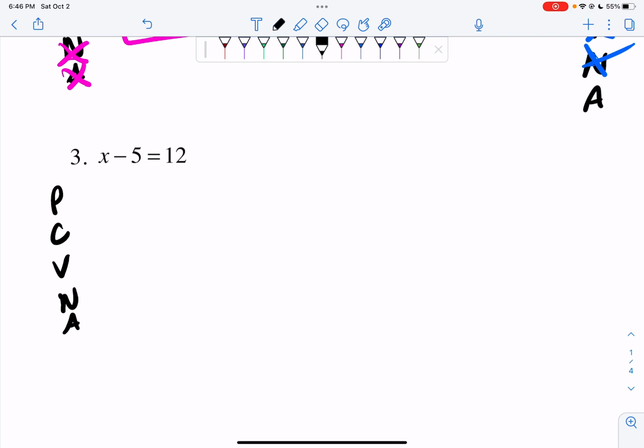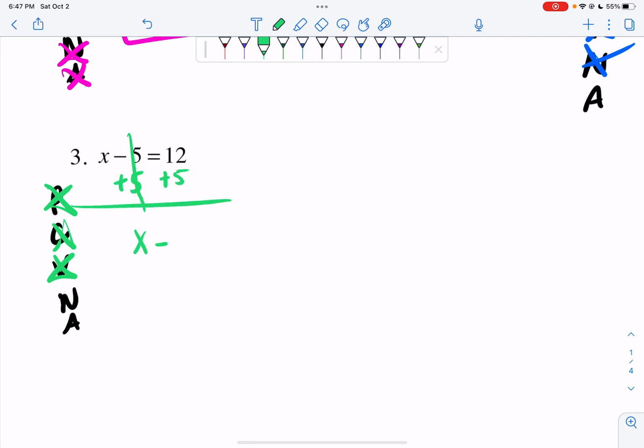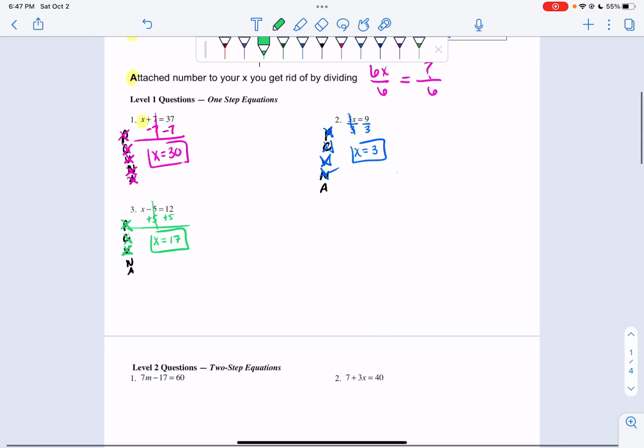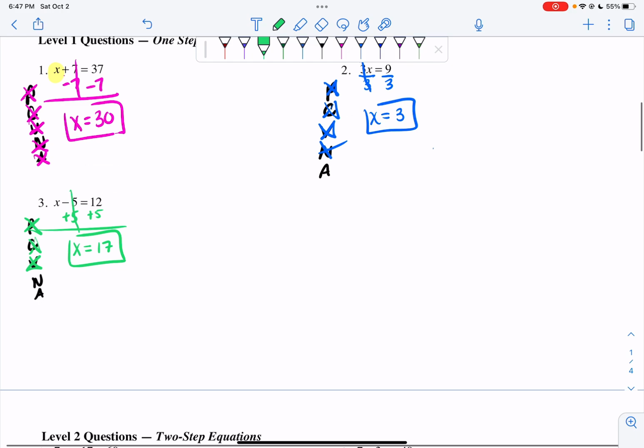So I have to ask myself if I have parentheses. I don't have parentheses. Can't combine x and minus 5. My variables are on the left-hand side, so that's good. My numbers, though, are not all together. I need to get rid of this minus 5. So I need to ask myself, how do I get rid of a minus 5? Well, I add 5 to both sides of my equation. When I add 5, I do 12 plus 5, and I get 17 as my final answer. So I'm saying x has to be equal to 17.